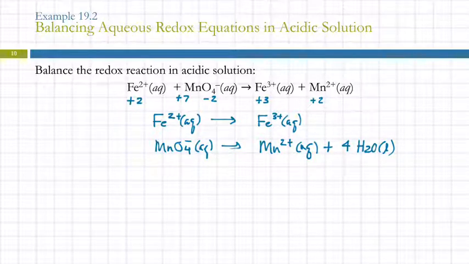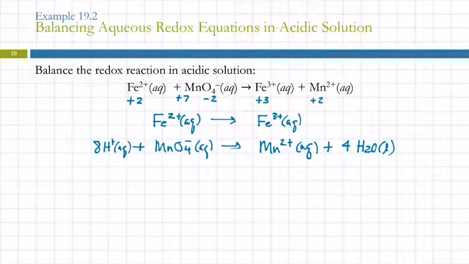I fixed the oxygens, but now I introduced a new problem, hydrogen. This is an acidic solution, and so we're going to balance with hydrogen ions. So how many hydrogens do I have over here? 8. 4 plus 2 is 6, but we're multiplying. So it's 8. So 8 hydrogen ions. So now it's balanced by mass, looking at the atoms, right?